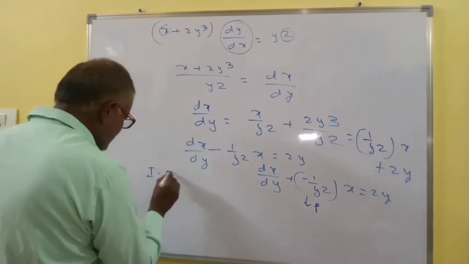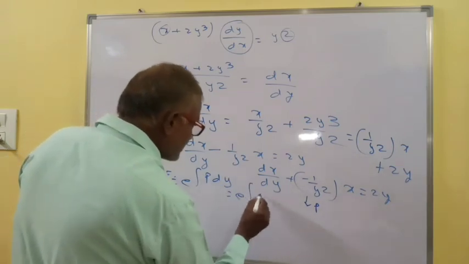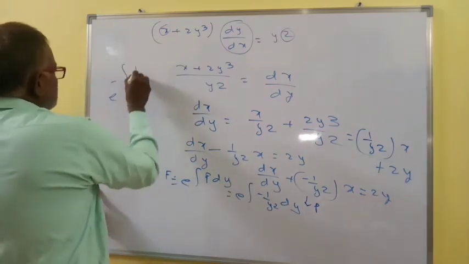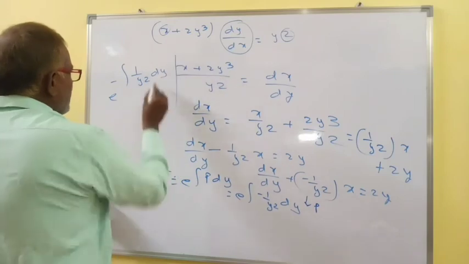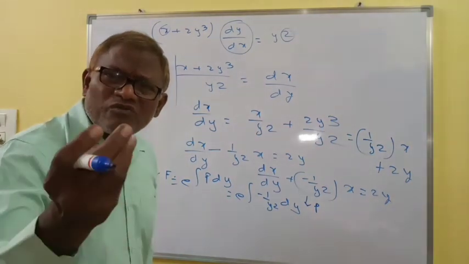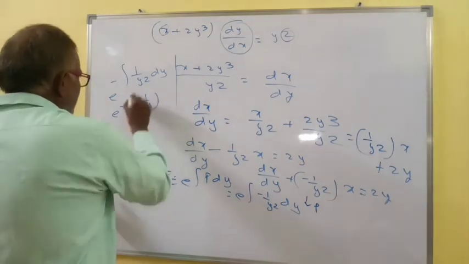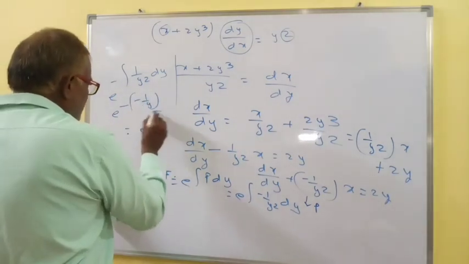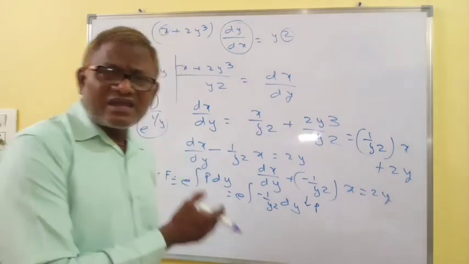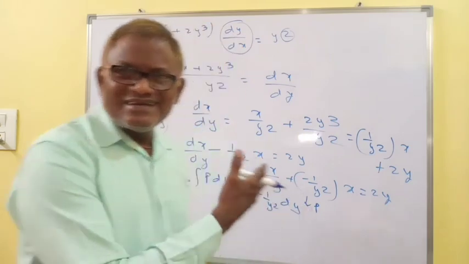So therefore IF is equal to e power integral p dy. That means e power integral minus 1 by y square dy. The integral of 1 by y square is minus 1 by y, in the same way as the integral of 1 by x square means minus 1 by x. So the IF is nothing but e power 1 by y. E power 1 by y is the integrating factor of the given DE. You see how nice this one is?